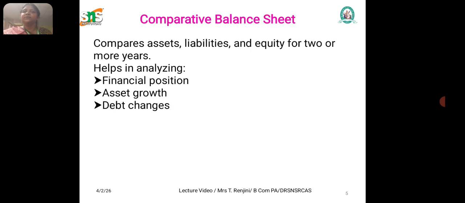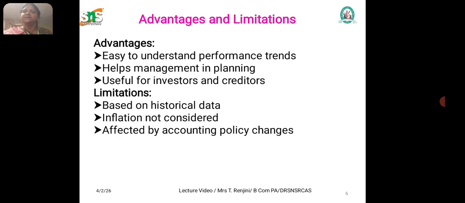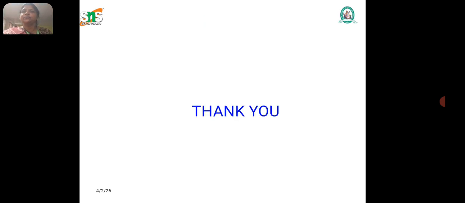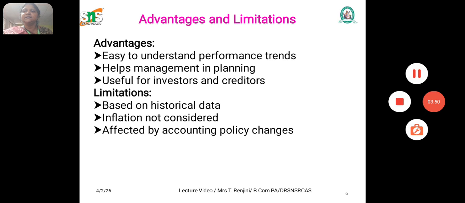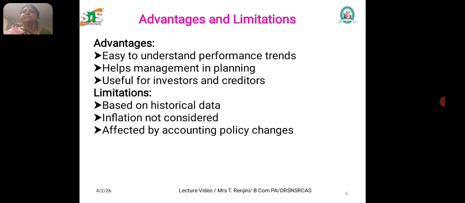Here we are going to conclude with some advantages and disadvantages of comparative statements. Under advantages, I am going to discuss three points. The first is that it is easy to understand performance trends, the second is that it helps management in planning, and the third is that it is useful for investors and creditors. The limitations are that it is based on historical data, fluctuations are not considered, and it is affected by accounting policy changes.